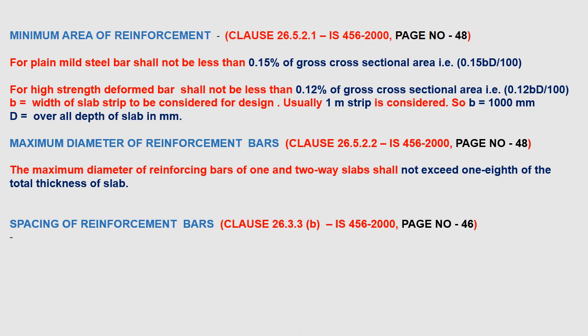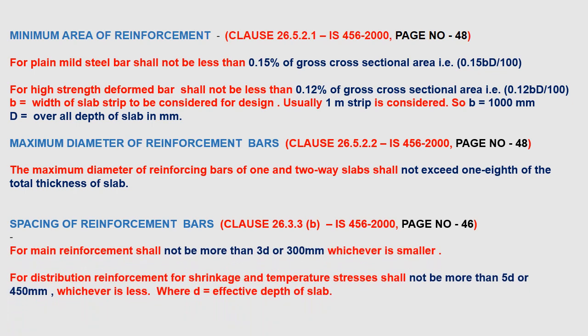Spacing of reinforcement bar as per clause 26.3.3b. For main reinforcement, it shall not be more than 3D or 300 millimeter, whichever is smaller. And for distribution or secondary reinforcement, to control shrinkage and temperature stresses, it shall not be more than 5D or 400 millimeter, whichever is less. However, after the third revision of IS 456-2000, this 400 millimeter became 300 millimeter.